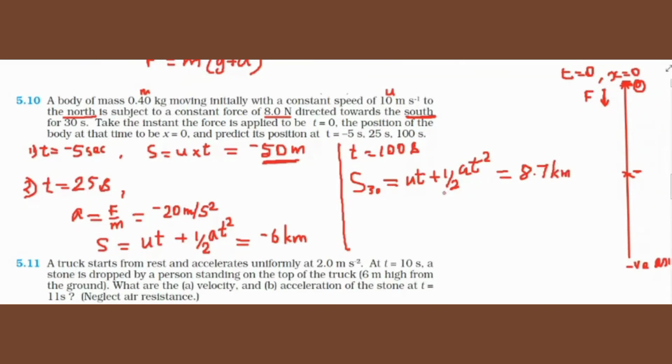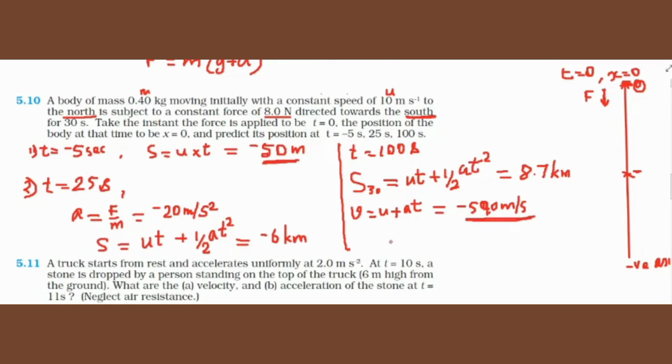Then in the next step, you have to calculate the velocity acquired by the body at the end of 30 seconds. How to calculate the velocity? Use the formula v is equal to u plus at. You will get minus 590 meter per second. Means from 30 seconds to 100 seconds, the object is moving with the uniform velocity. The reason I told you, no force.